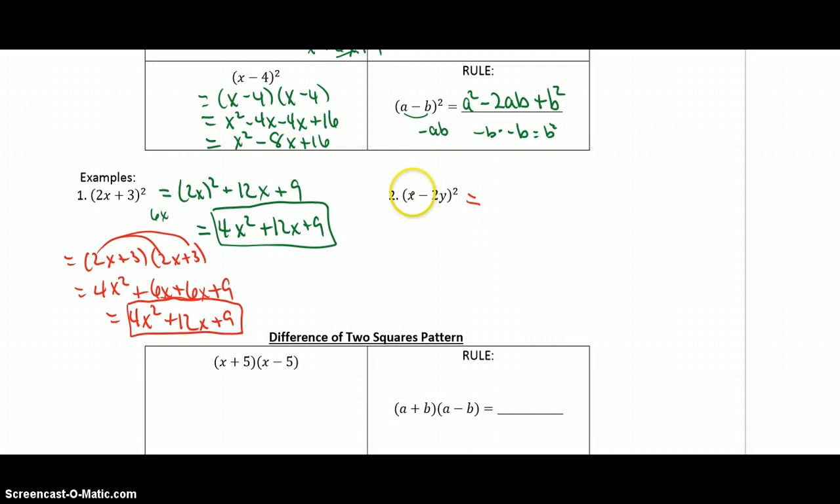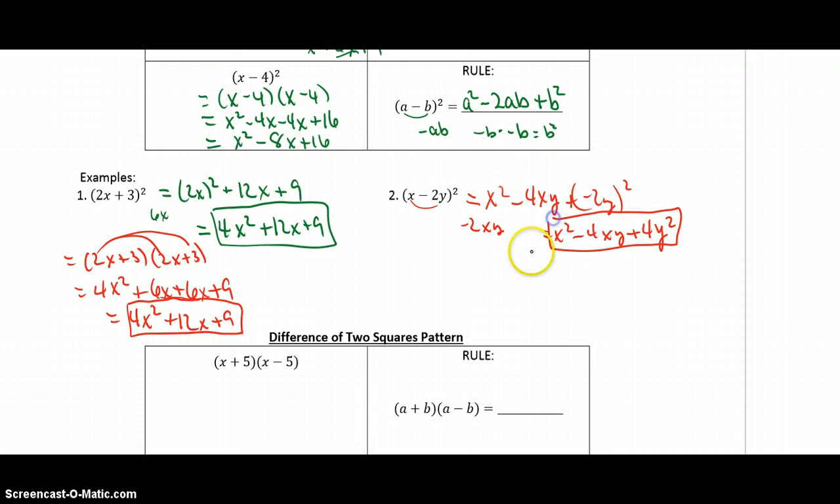And then over here with example 2, x squared. Multiply these together. Now that would be 2xy, but I need to double it, so negative 4xy. Now this is kind of tricky. We're going to take negative 2y and we're going to square it. So watch what happens with that. Negative 2 times itself is positive 4, and y squared is y squared. So we have our final answer.